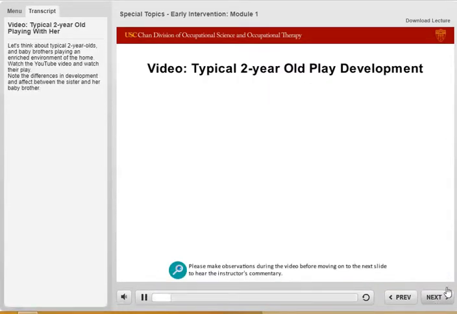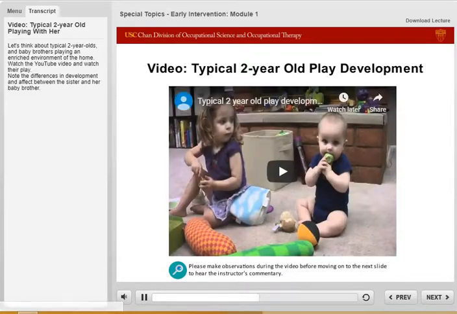Let's think about typical 2-year-olds and baby brothers playing in an enriched environment of the home. Watch the YouTube video and watch their play. Note the differences in development and affect between the sister and her baby brother.